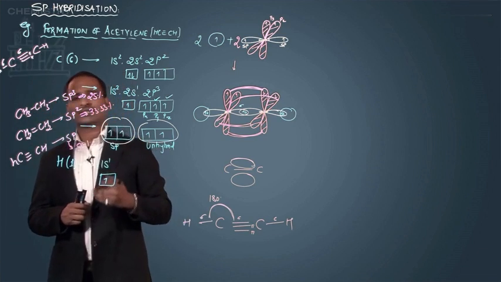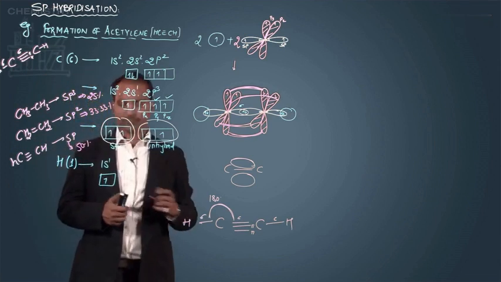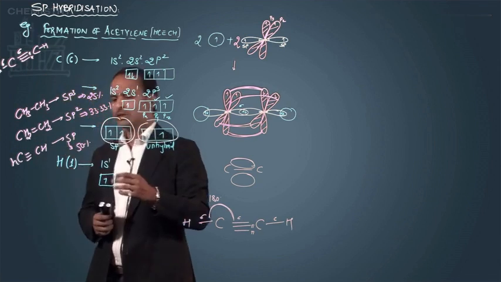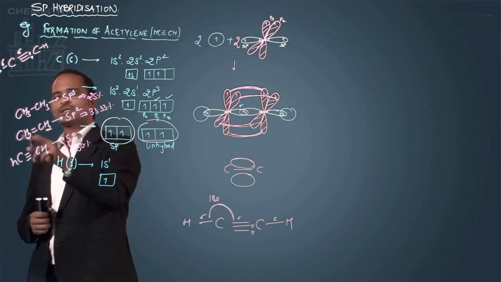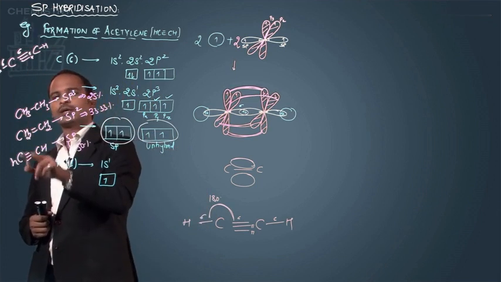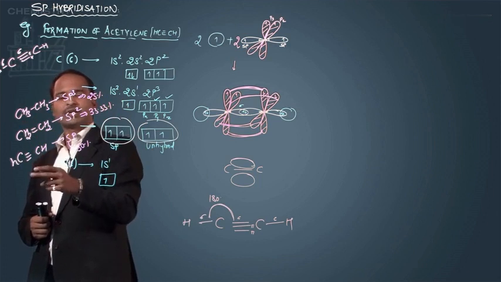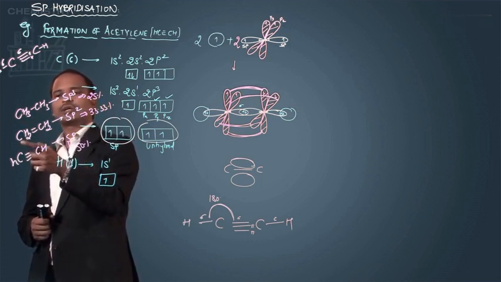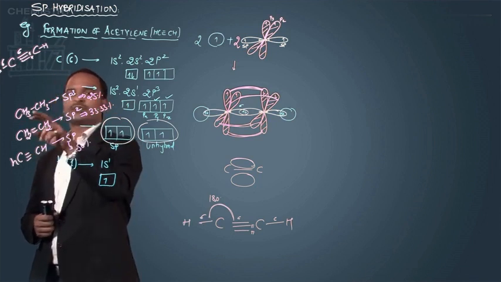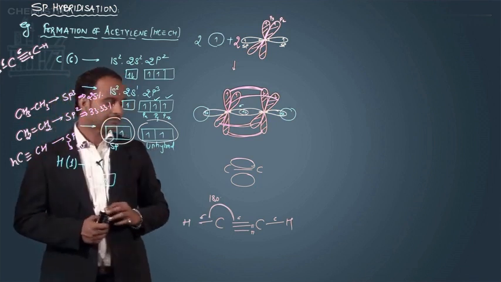And as the s character goes on increasing in a carbon or in any molecule, the electronegativity goes on increasing. Here I can say that from these 3 carbon atoms, the electronegativity of this carbon is very high because of its higher s character. In this case the electronegativity is less, and in this case the electronegativity is least of all 3.